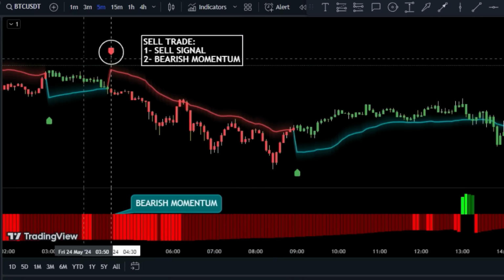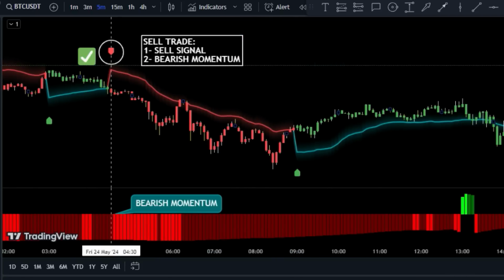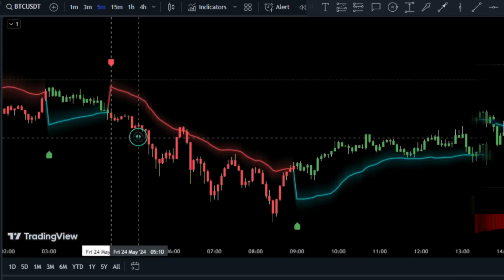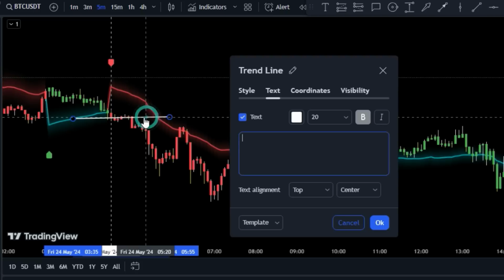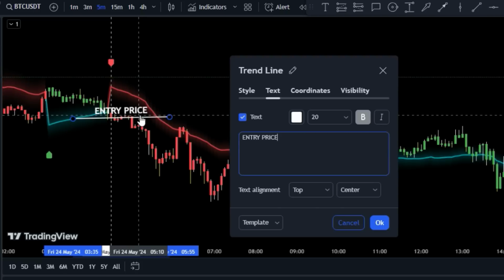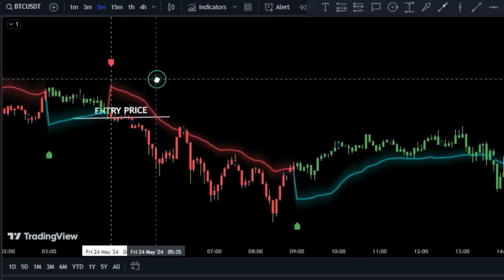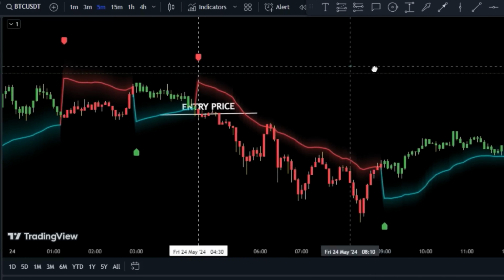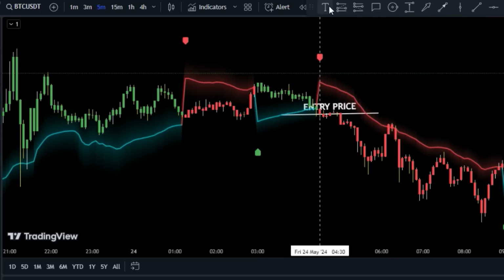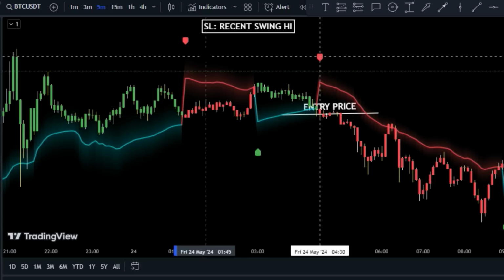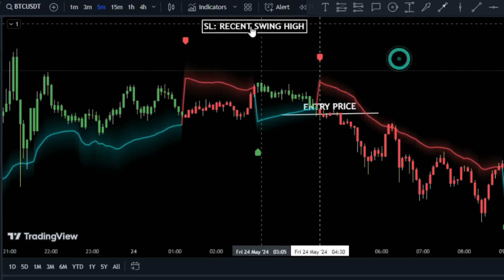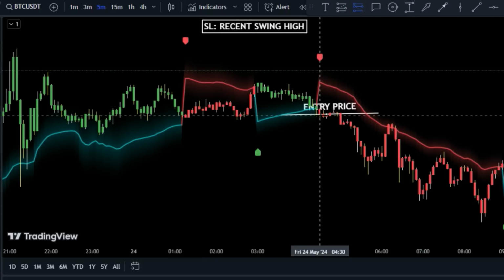When both conditions are met, we can confidently enter a sell position. After entering the trade, protect your investment by setting a stop loss. Place it above the recent swing high of the market. This way, if the price suddenly spikes up, your losses are limited.